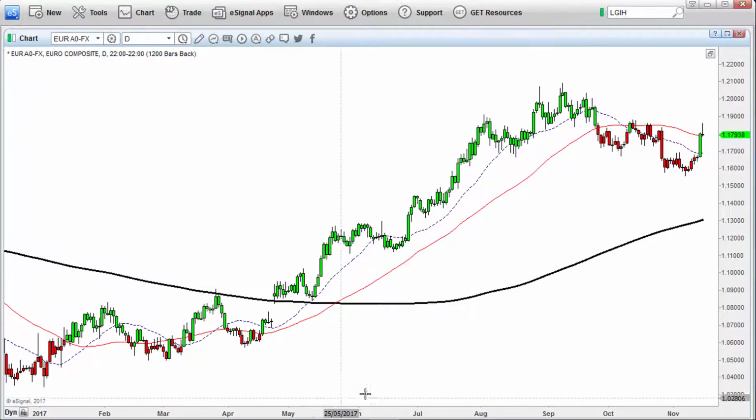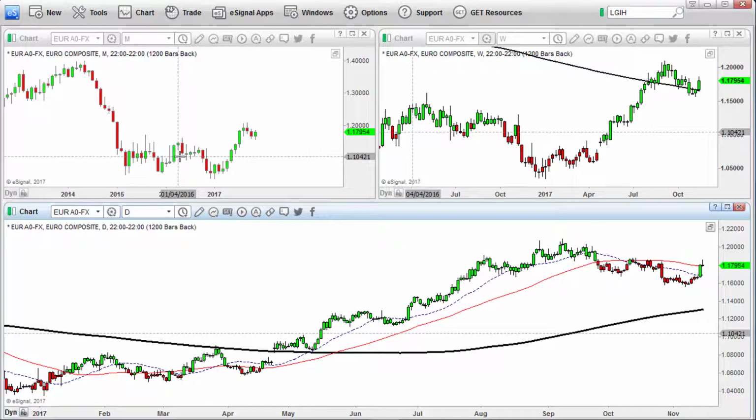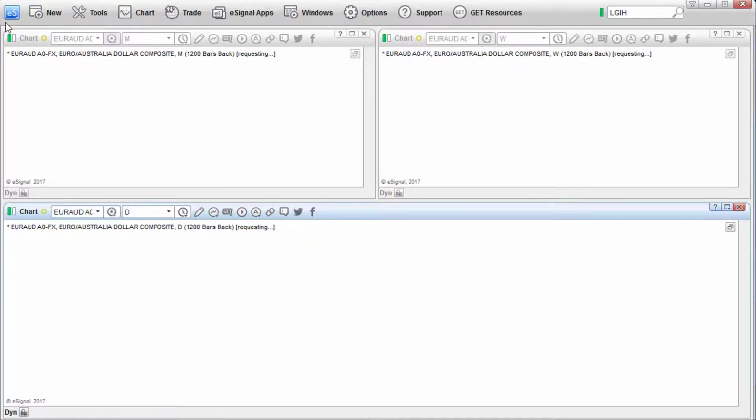If that doesn't happen, then at least wait for price to drop below the daily 200 moving average line here, then we can start looking for shorting opportunities. But at the moment it's best to stand aside on the euro dollar. The next one we are looking at is euro against the Australian dollar.